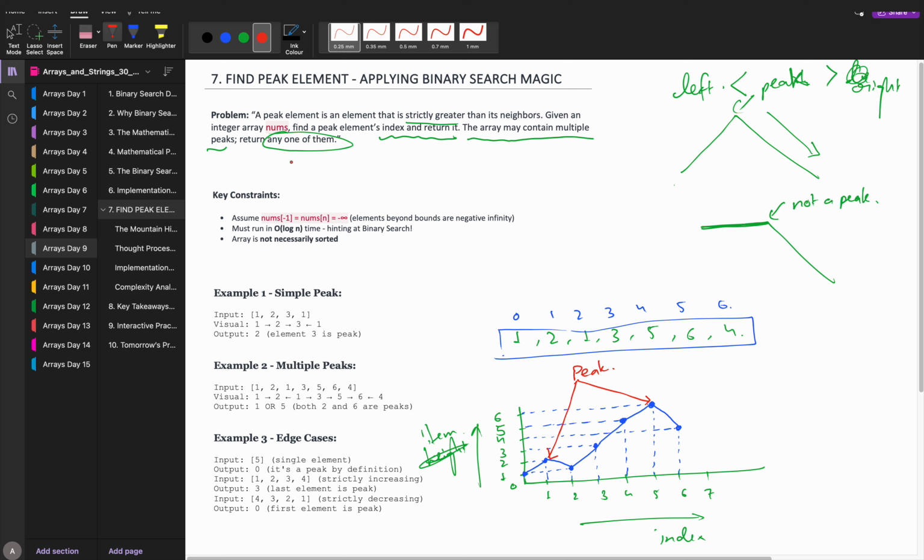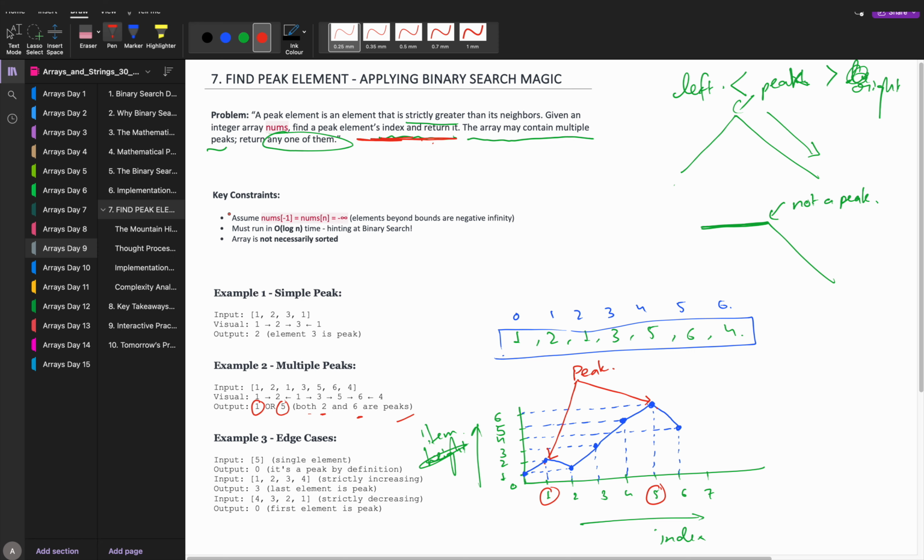What will the output be? Because we need to return the index, right? Elements' index and return it. So the indices are 1 or 5. Either index 1 or index 5. And the items are 2 or 6. Both 2 and 6 are peaks. So I hope this has given you proper visualization of what this question is actually asking you to solve.